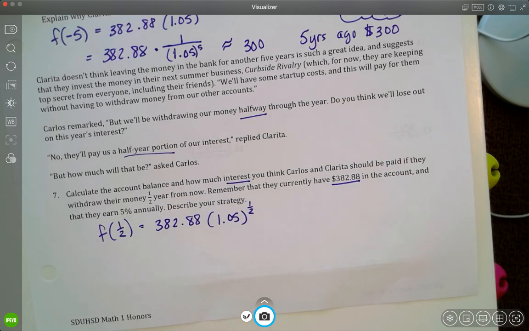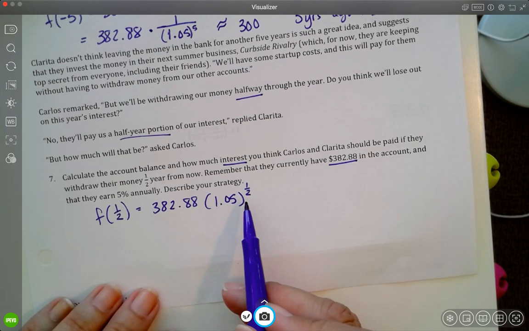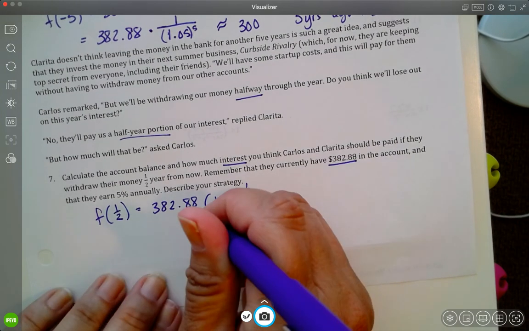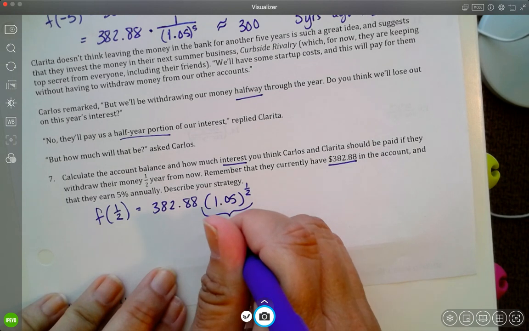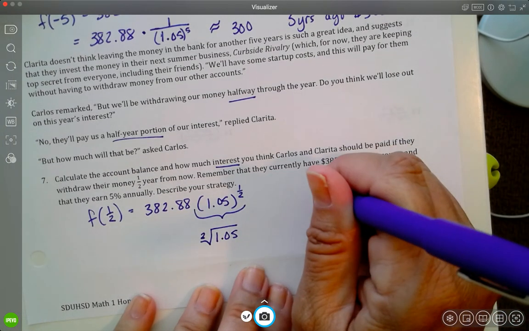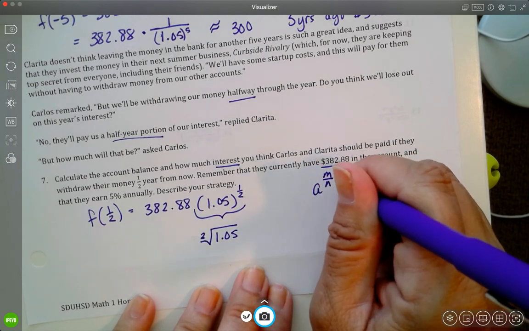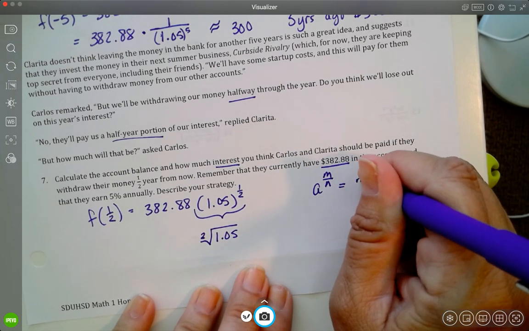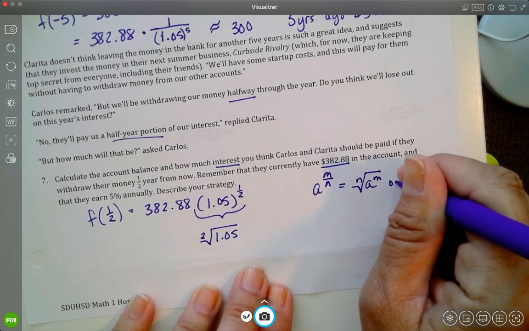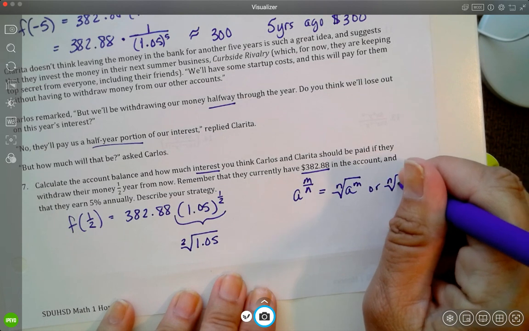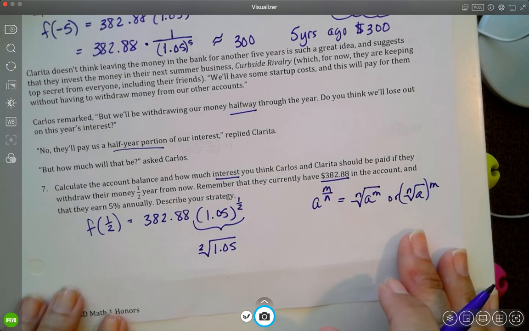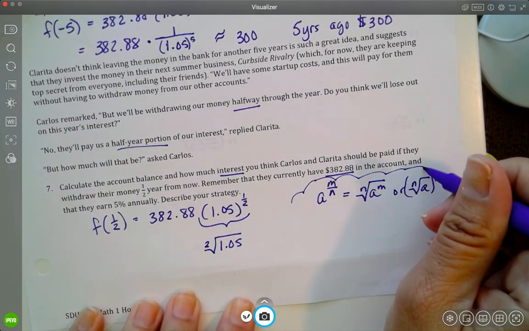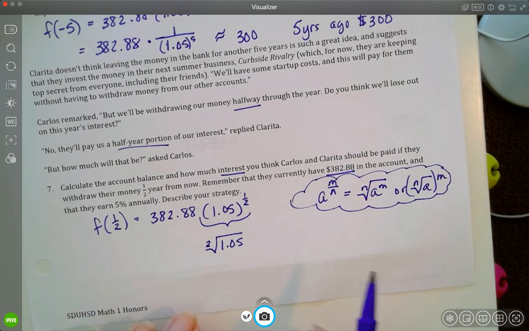So you think, well, how do I figure out this? I mean, you could put that in a calculator as 1.05 to the 0.5 power. But remember, this is the same thing as this, right? Because you have this rule, a to the m over n equals the nth root of a to the m, or even you can think of it like this, which is the situation that we have. Okay, so here's another rule that we're going to use. Practice using radical rules.